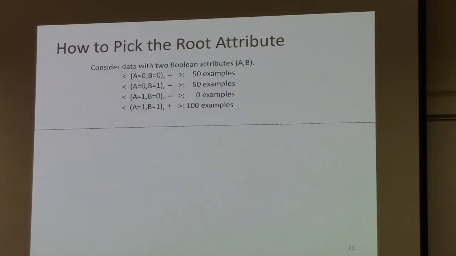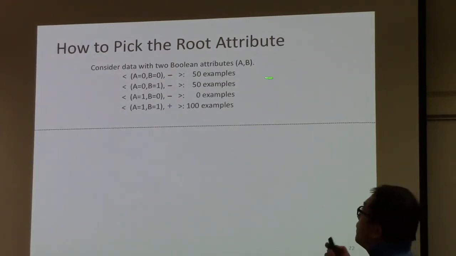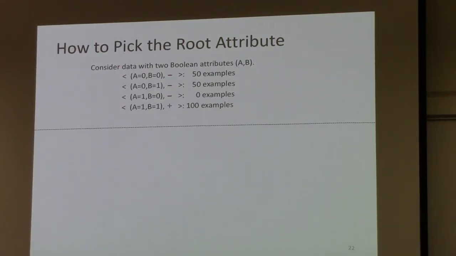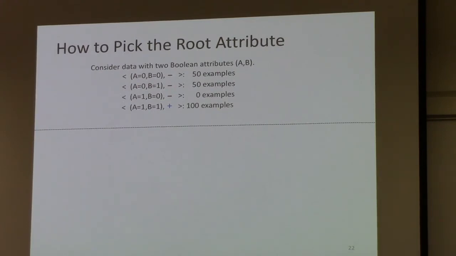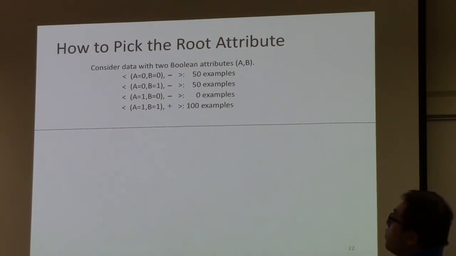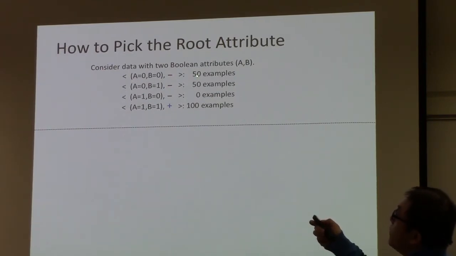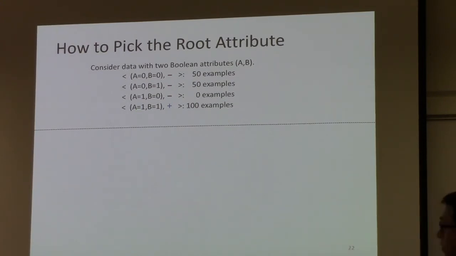To answer this question, let us first consider a simple choice over only two attributes. Suppose we have these two attributes, A and B. Both attributes are binary. And here is the training data set. For A being 0 and B being 0, we have 50 negative samples. For A being 0 and B being 1, we have 50 negative samples. For A being 1 and B being 0, we have 0 negative samples. And finally, for both A and B being 1, we have 100 negative samples.